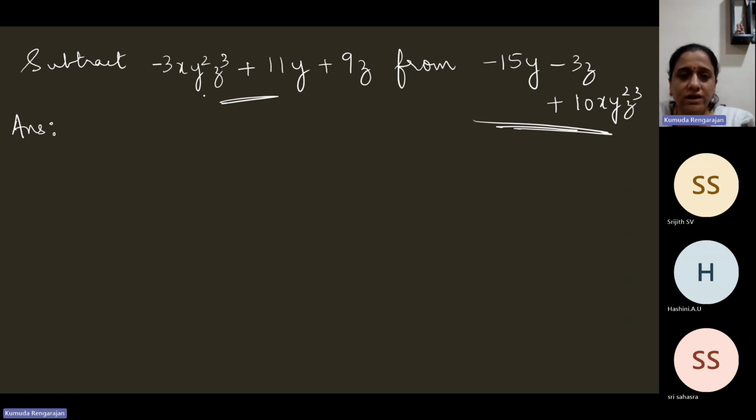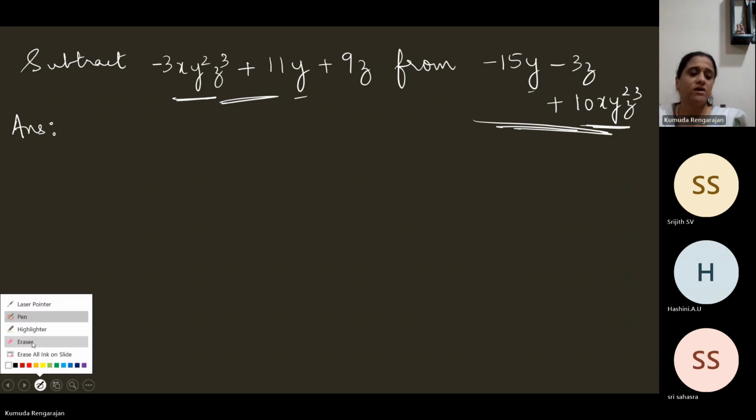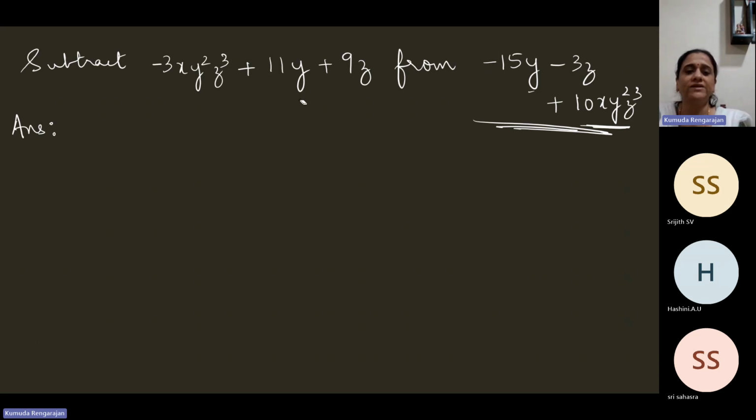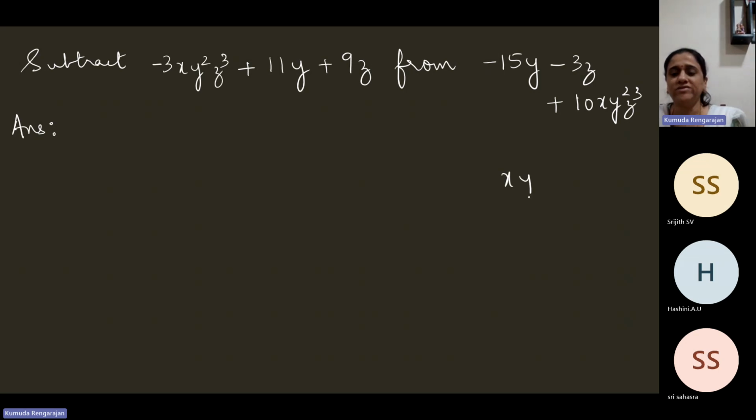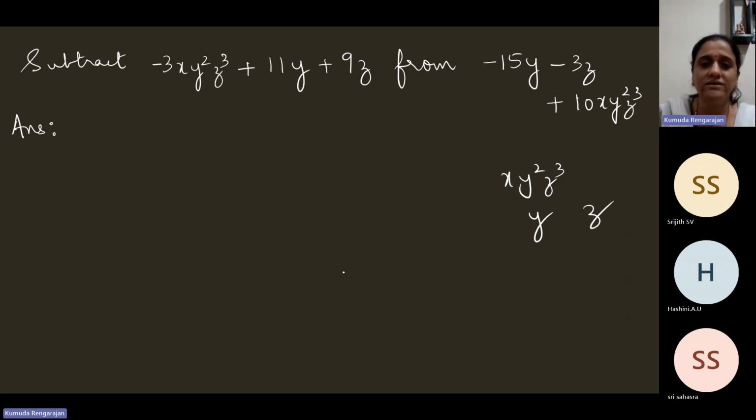What are the different literal factors you see? In this term, you have x, y square, z cubed. Here also you have x, y squared, z cubed. Then you have y, y, z, z. We have three different sets of like terms. One is the x, y square, z cube terms. The other y terms, the other z terms. So we have three different sets of like terms.